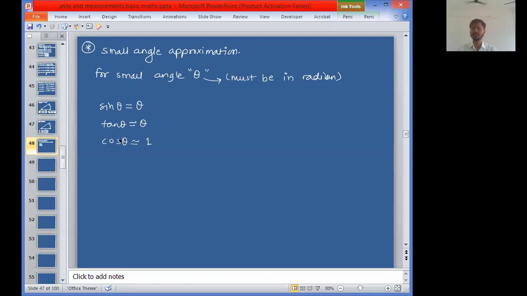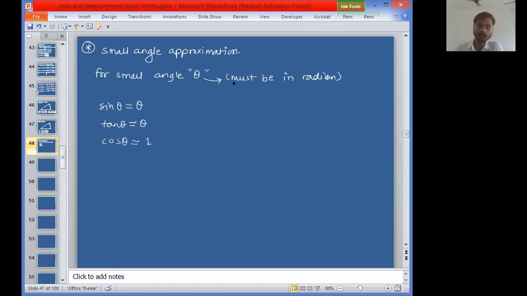Because for a small angle, let's say the angle is very, very close to 0, very, very small. If you assume it as 0, cos 0 is plus 1. Sin 0 is 0, but don't write the answer as 0 right away, write theta. Tan 0 is 0, but write theta. But cos 0 is 1, you can write 1 there. It is not exactly 1, it is approximately 1, because the angle is very, very small, very close to 0.